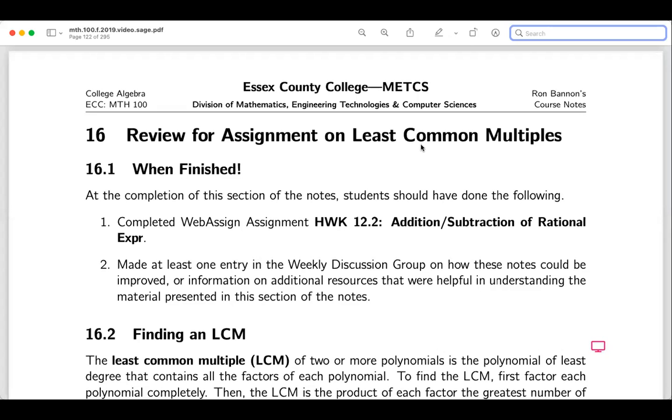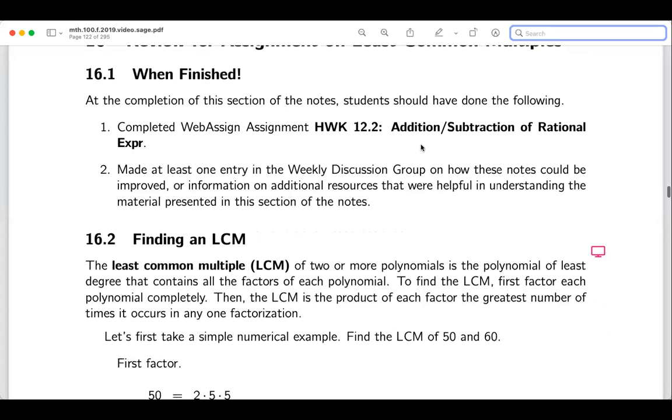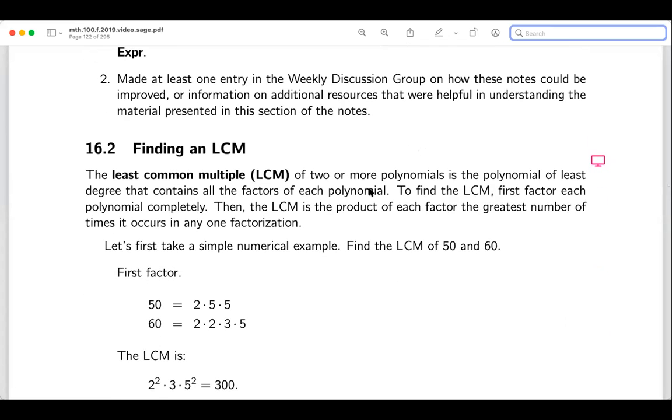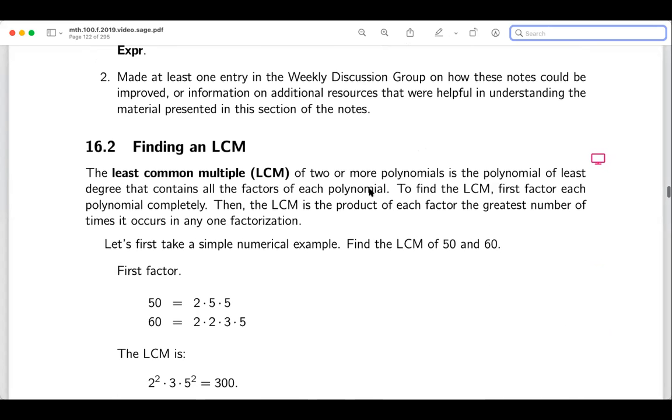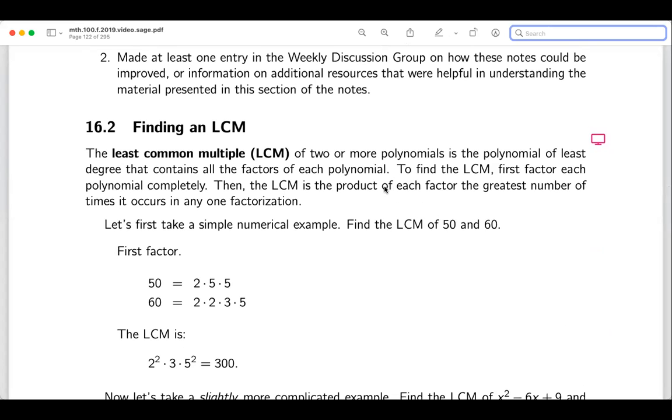Okay, we're in section 16 of the notes. It's the review on the assignment on what's called the least common multiple, or LCM. We developed a strategy for this, the algorithm for finding an LCM. The most important one is if you can do it by inspection, please do it by inspection. But we did talk about an algorithm for finding an LCM.